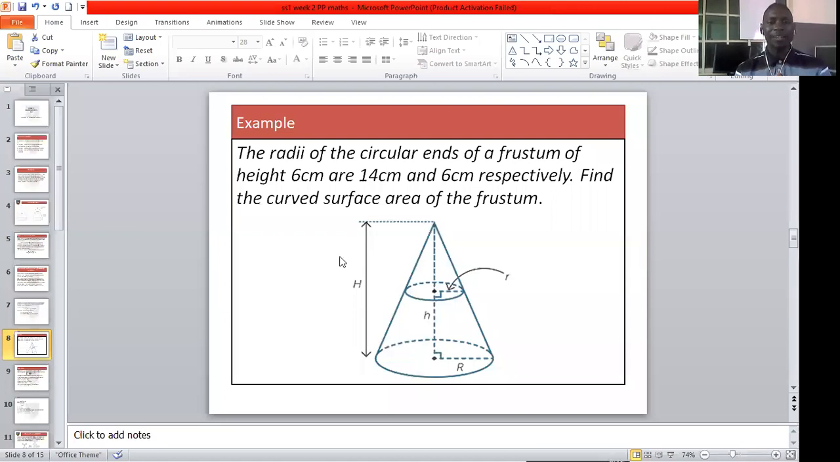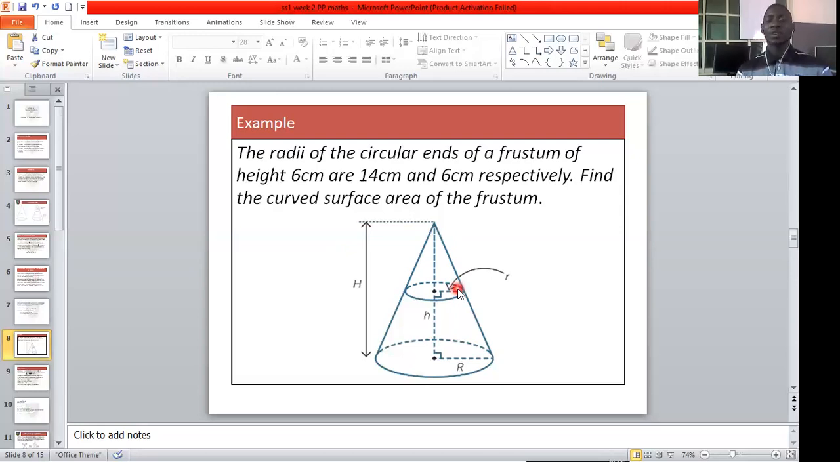They are respectively 14 centimeters and 6 centimeters for the radius. That is the base, the capital letter R here is 14 centimeters, and the small letter r here is 6 centimeters. The base radius is 14 centimeters, while the top radius is 6 centimeters. Now we are asked to find the curved surface area of the frustum.